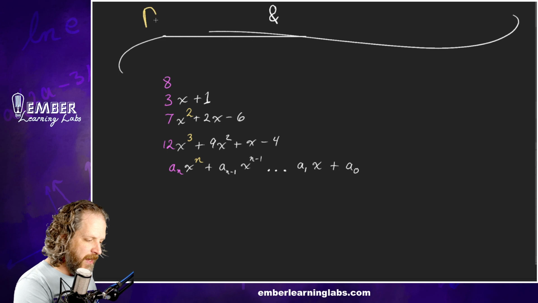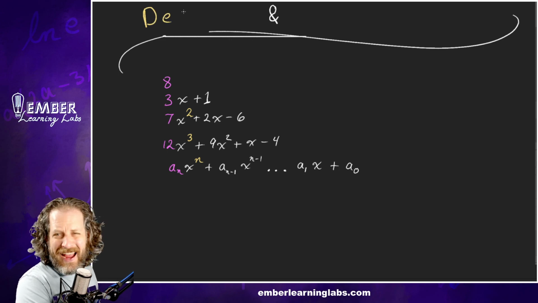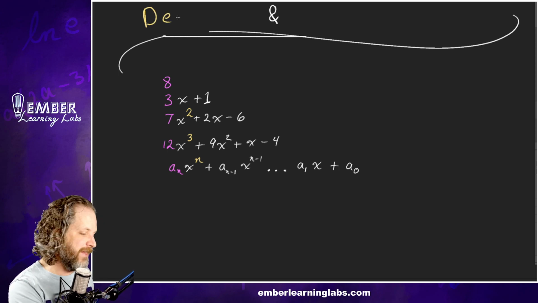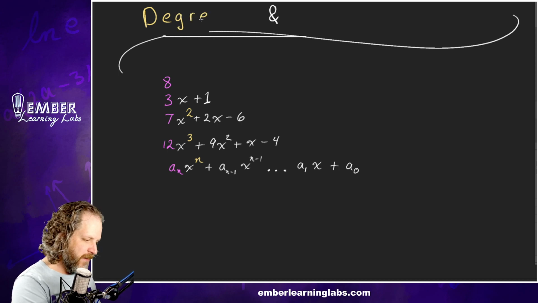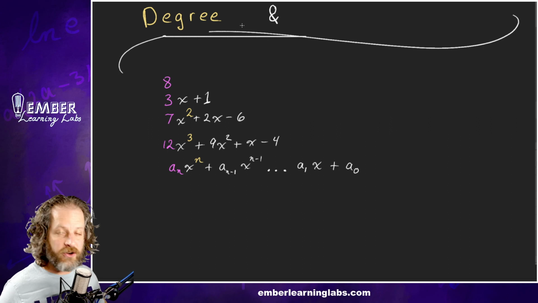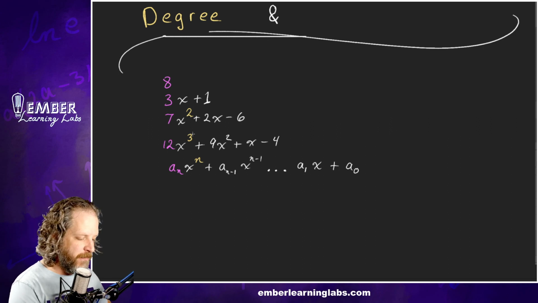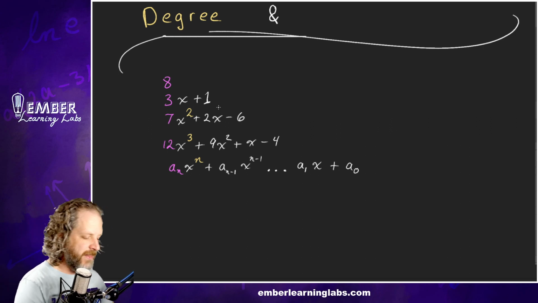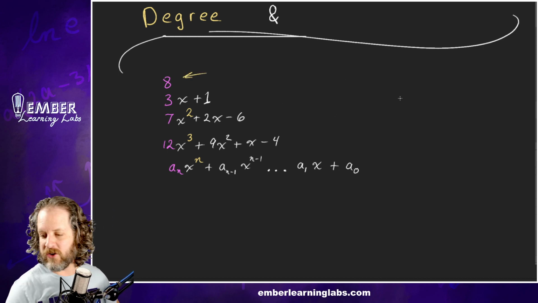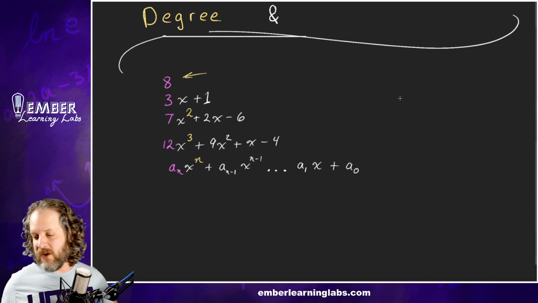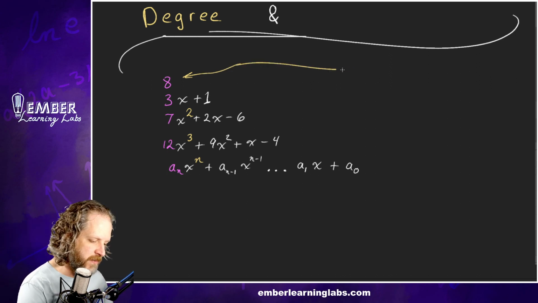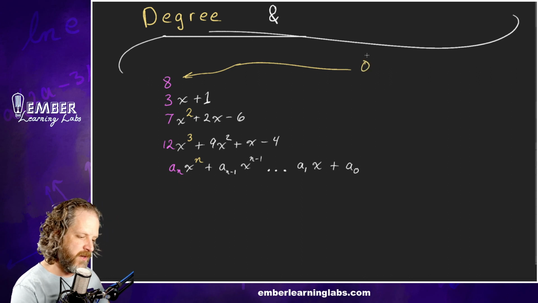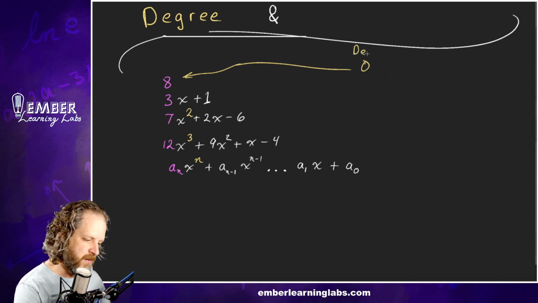So the degree of a polynomial, we've talked about this before. But to make it official in our notes, the degree of a polynomial is the number of our largest exponent. So like this one right here, the degree of this polynomial function would be 0. 0 degree.